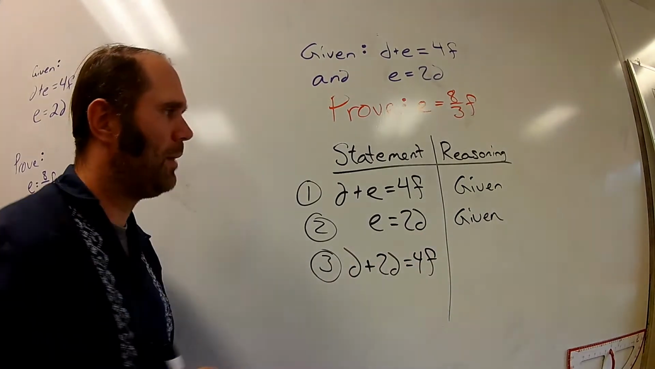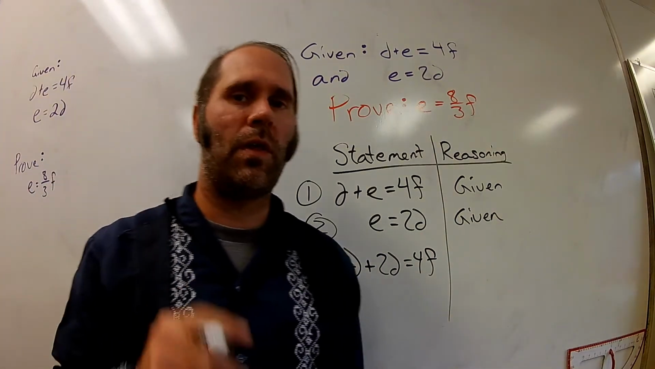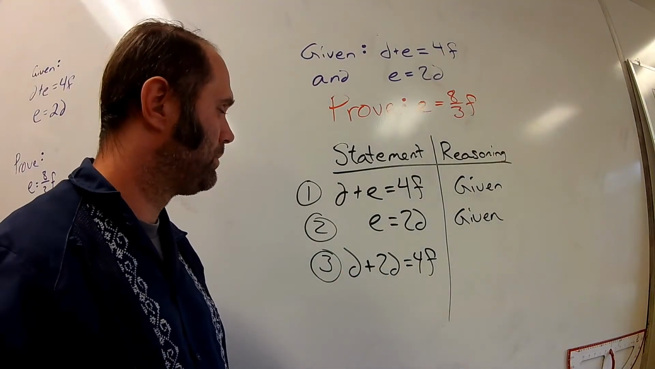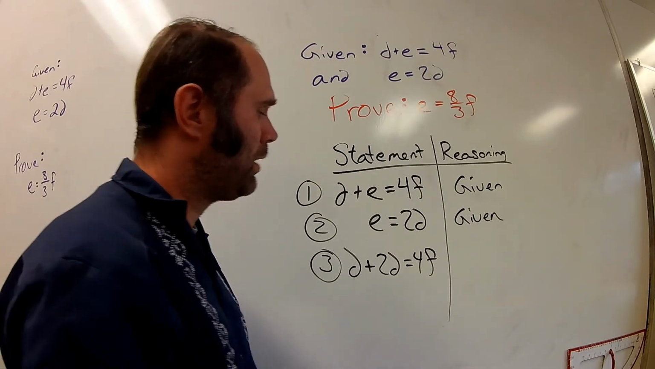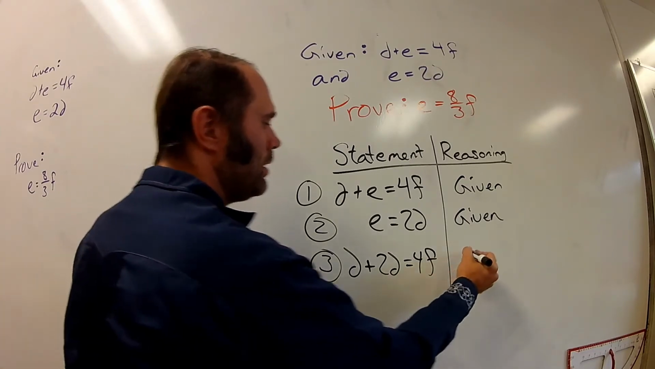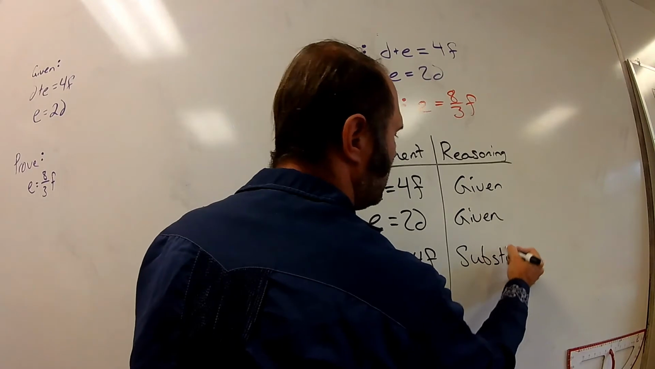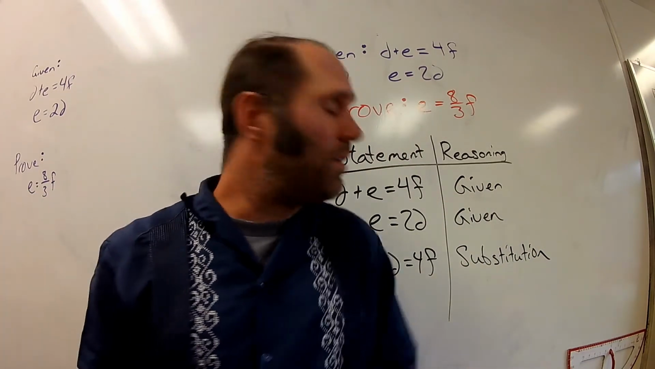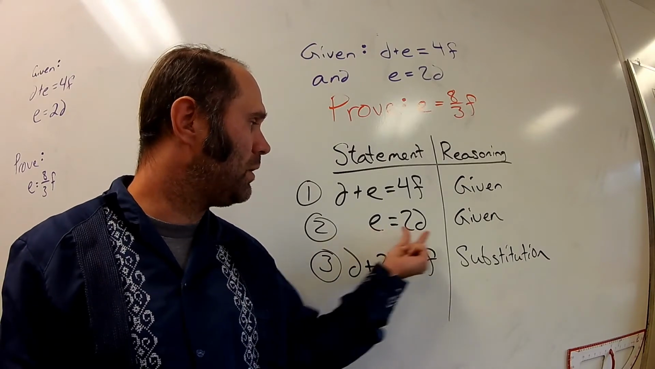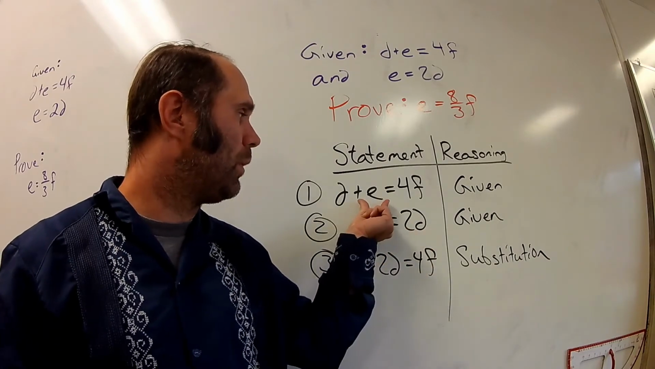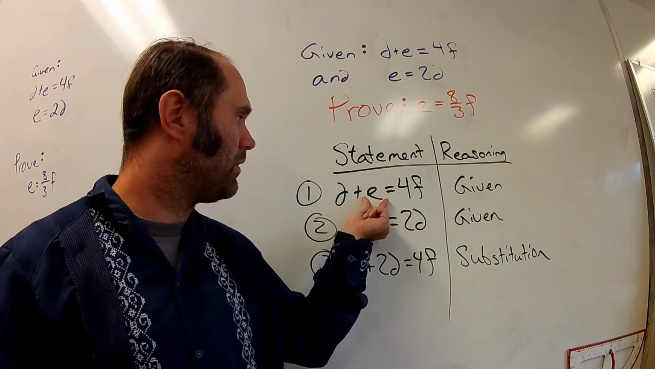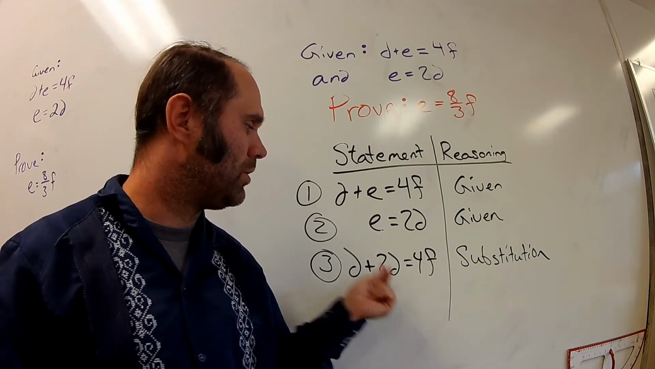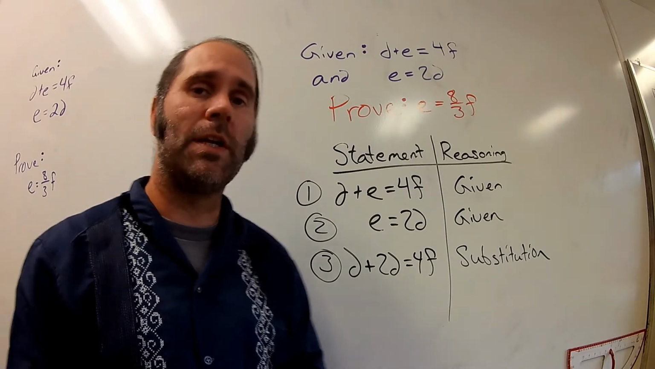Why are we able to say that? What is the mathematical rule that allows us to say that? That mathematical rule is substitution. We substituted the value of E, which was 2D, in for E. And we got 2D. That's all we did.